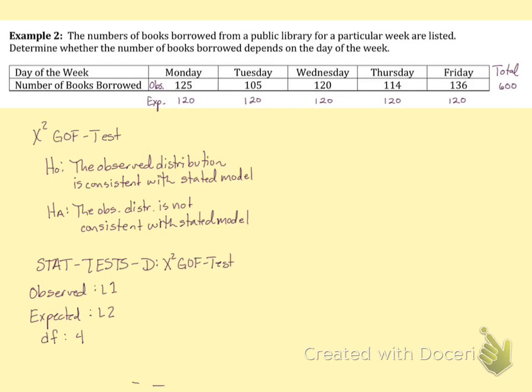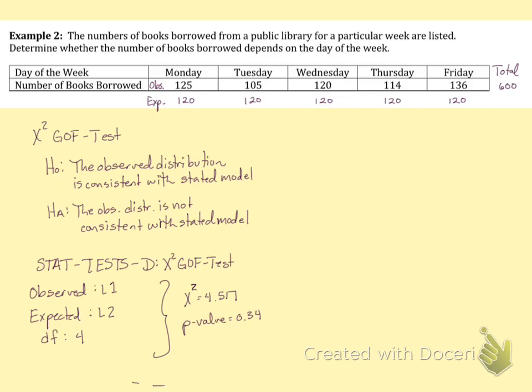So when you put that in your calculator and hit calculate, you will get a test statistic of chi-squared equal to 4.517 and a p-value of 0.34. So that's a really high p-value, 34%.